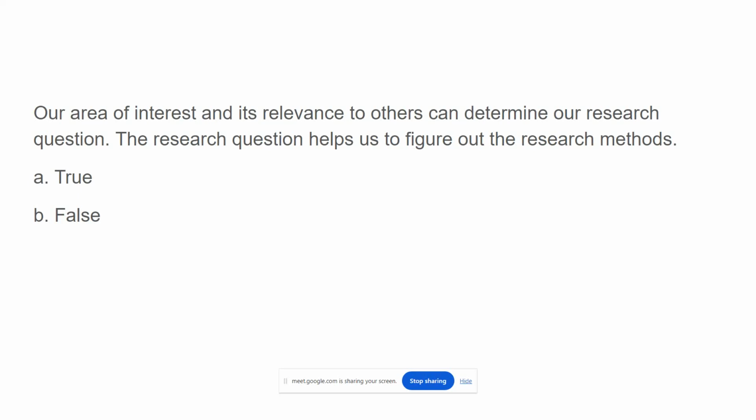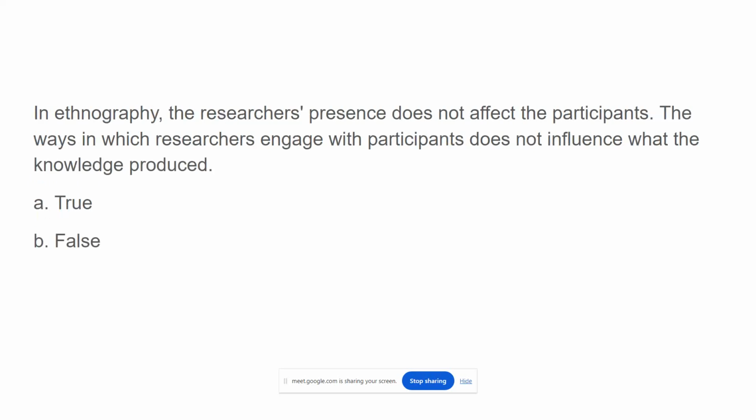Others can determine our research questions. Yes, true. Because your area of interest is there, relevance is there, so that has to be true. And obviously everything depends on research questions. So every method that you incorporate has to be answering the research question, right? So that is true again.